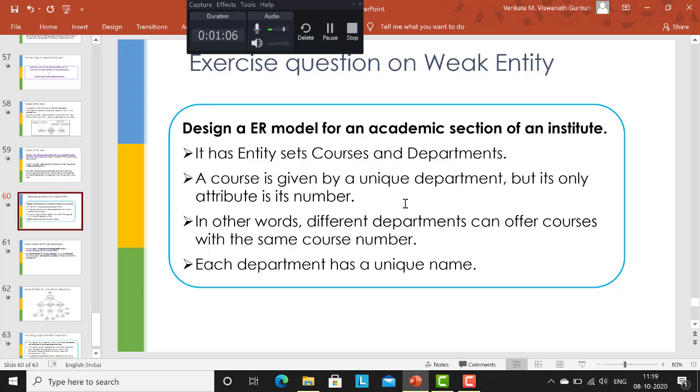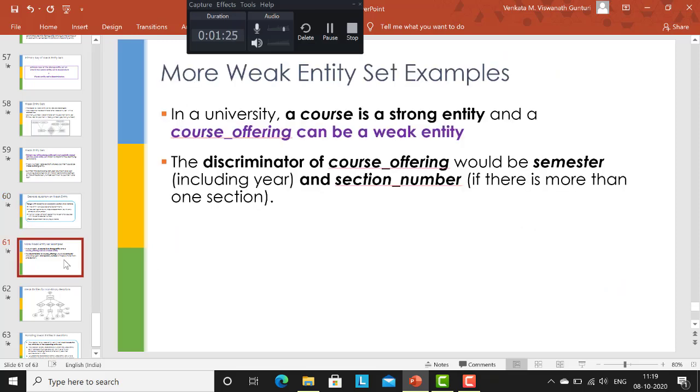So in such a case, the courses become weak entities under the department. Of course, the academic system of IIT Ropar is different in the sense that course IDs are unique across the institute, but just take it with a grain of salt, that's just an example to illustrate a weak entity set, right? Okay, so this is just yet another example.